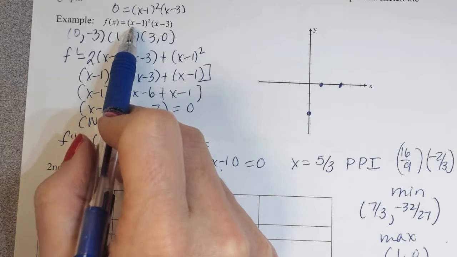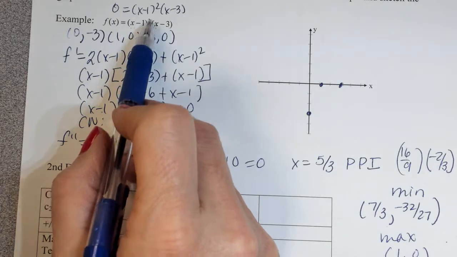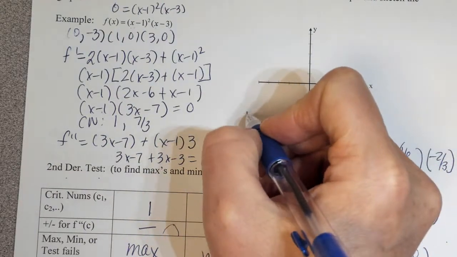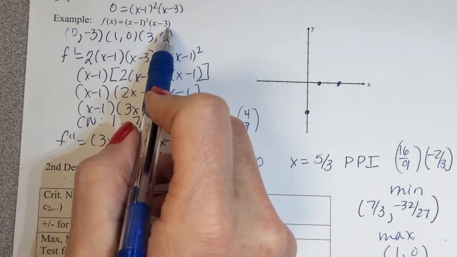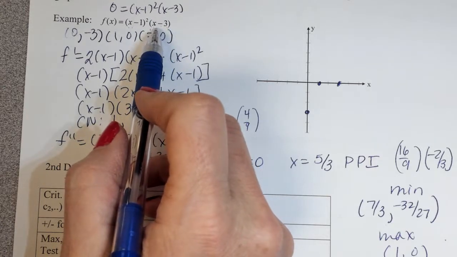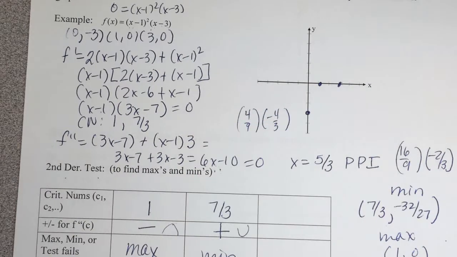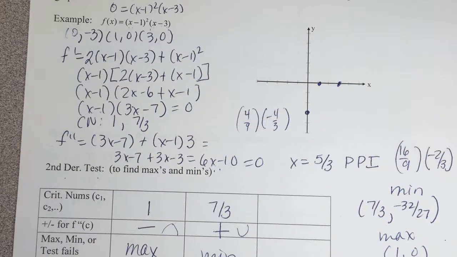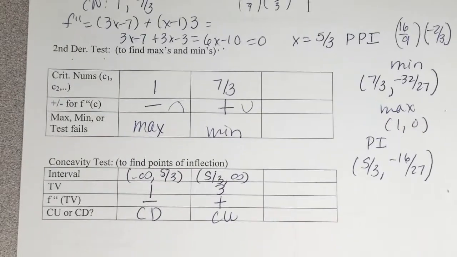Plugging 5/3 back in, 5/3 minus 1, that's going to be 2/3. 2/3 squared, that's going to be 4/9. And then 5/3 minus 3, 5/3 minus 9/3 is going to be -4/3. So that's going to give me -16/27. You can also just grab a calculator to get those values.